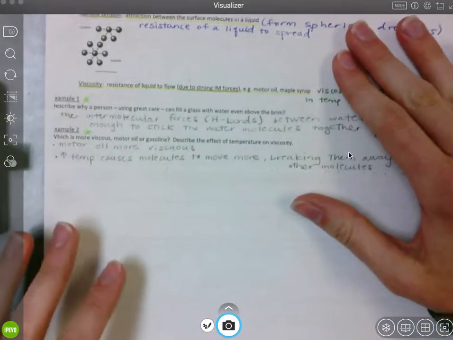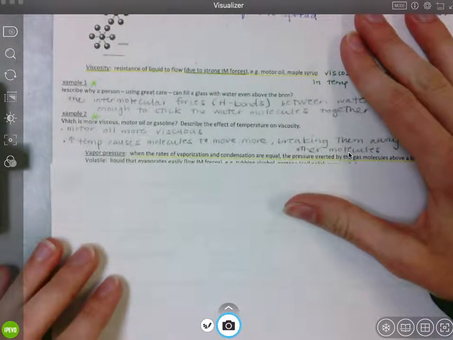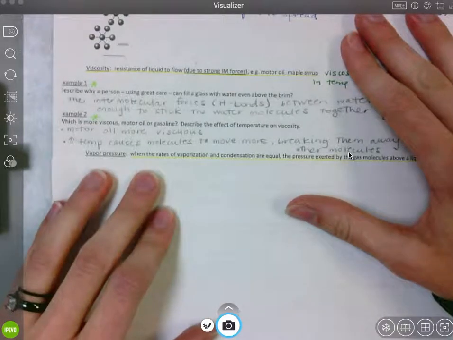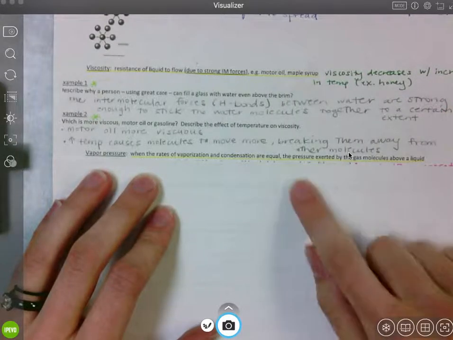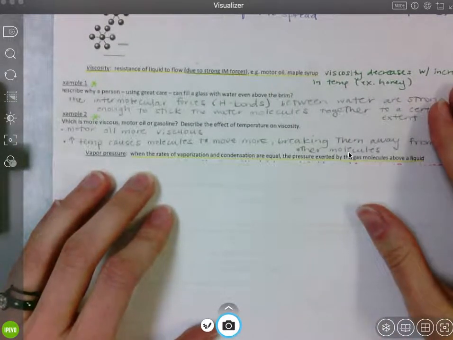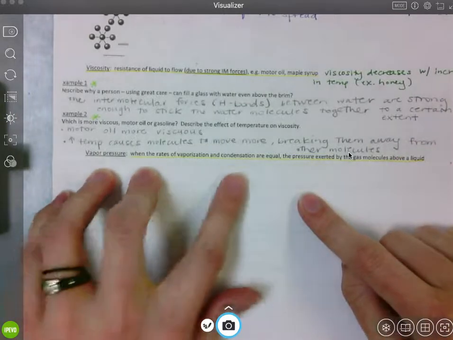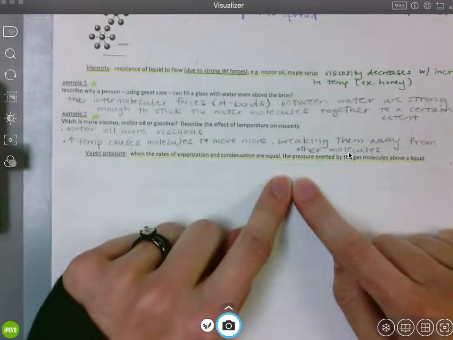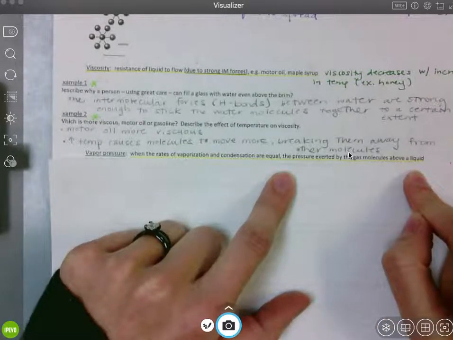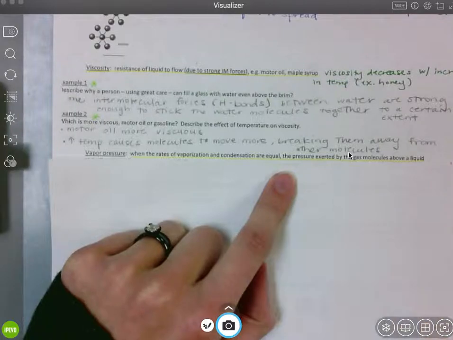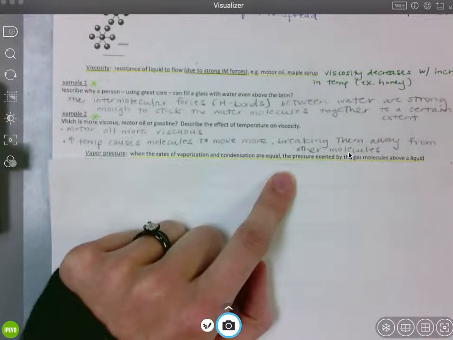Okay, next thing on our chapter handout, we're talking about vapor pressure. So, vapor pressure, let's look at the second part of this definition because it makes a little bit more sense. And then we'll add the first part. But vapor pressure is the pressure exerted by gas molecules above a liquid. So we have a glass of water, and there are water molecules in liquid form in the liquid, and then in gaseous form above our liquid.